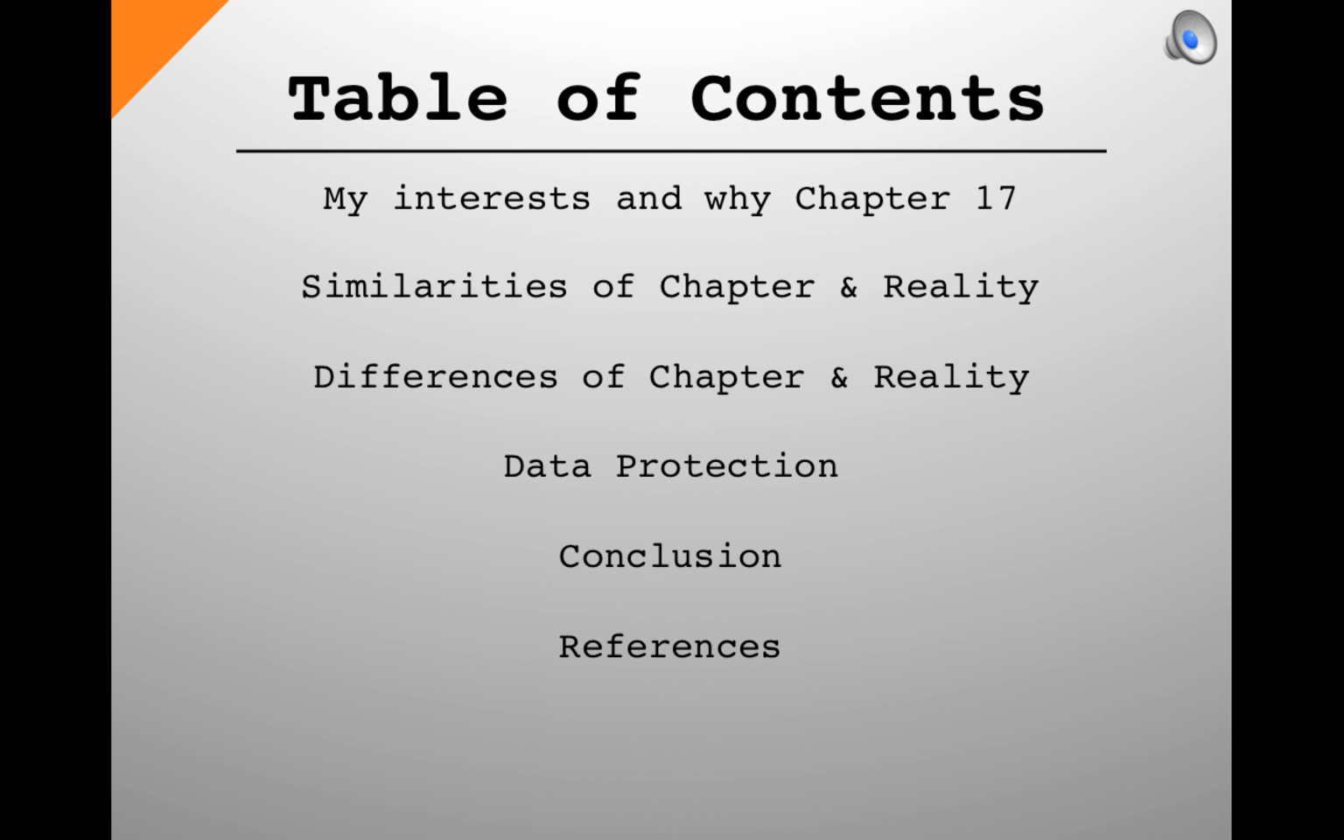Here is my table of contents. Firstly, I'll talk about my interests and why I chose chapter 17. Secondly, I'll discuss the similarities of the chapter and reality. I'll then talk about the differences of the chapter to reality. I'll also mention a few data protection measures to take, as well as its importance, and conclude and then show my references.